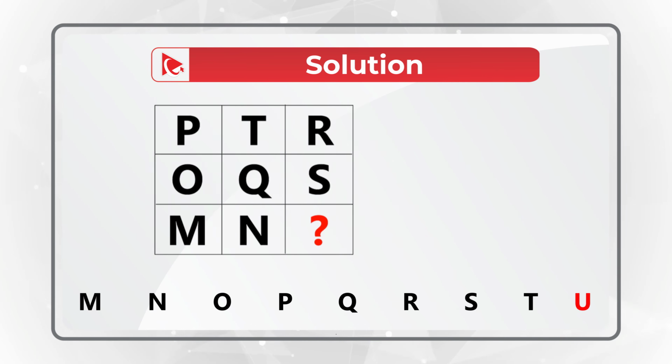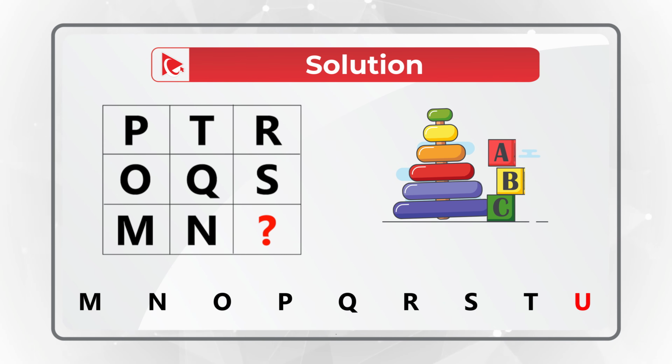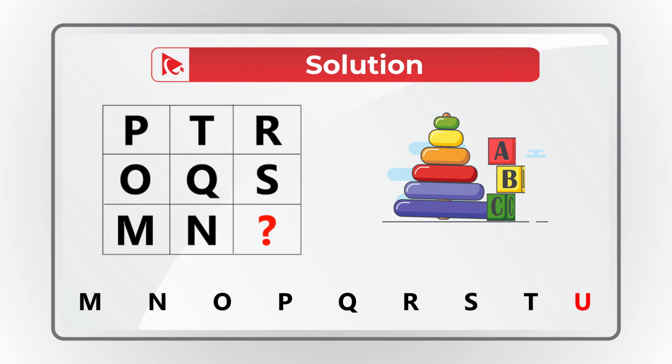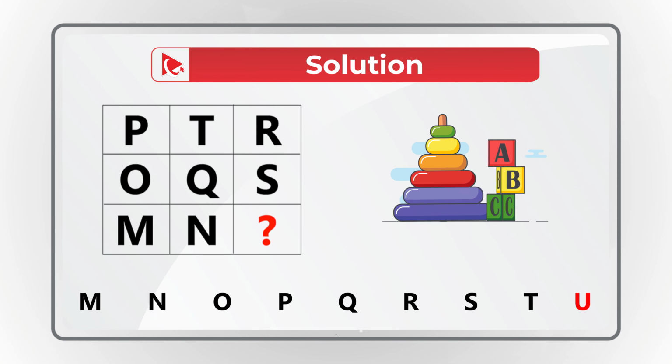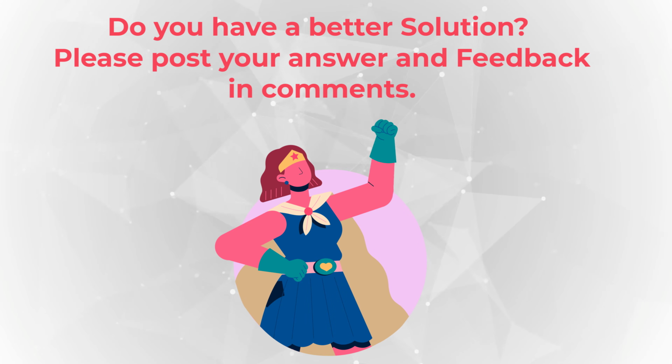So, to answer this question, you need to understand and determine that starting from letter M, all consecutive letters appear in the matrix, and the missing letter in the sequence is letter U. Hopefully you've nailed this question and now know how to answer similar problems on the test.